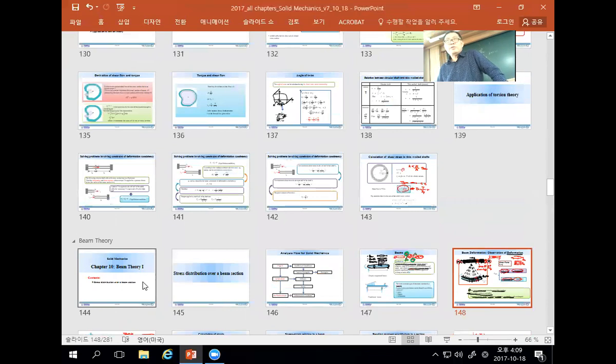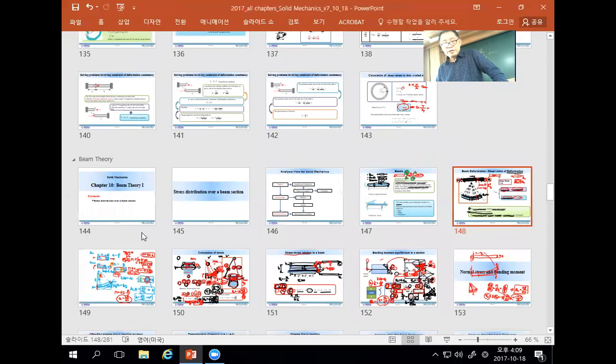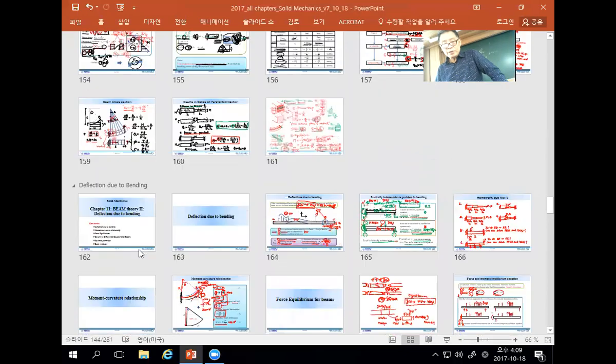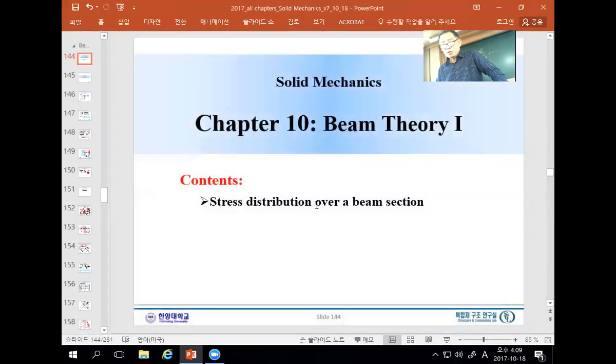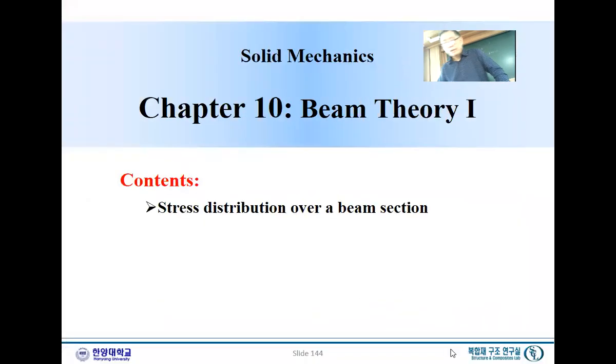There are two chapters on beam theory, chapter 10 and chapter 11, right? Okay, I would like to give you an overview about chapter 10 and chapter 11. What is chapter 10 about, and what is chapter 11 about?